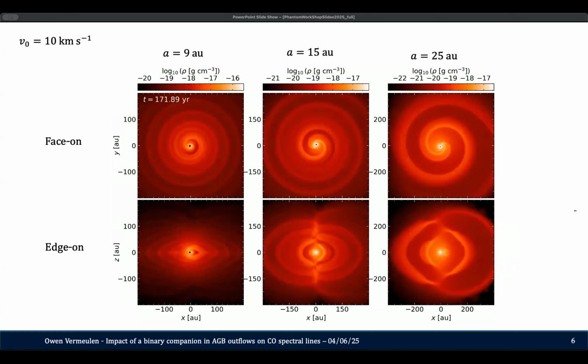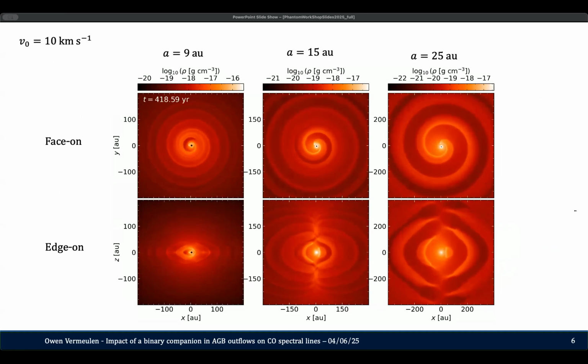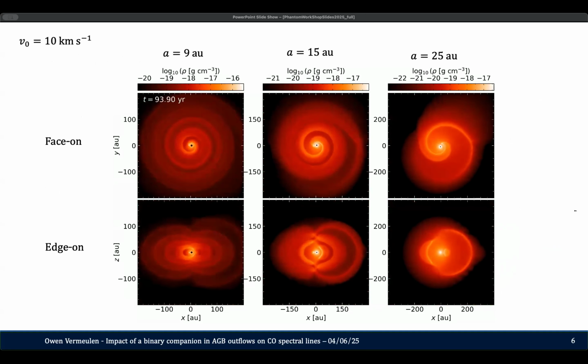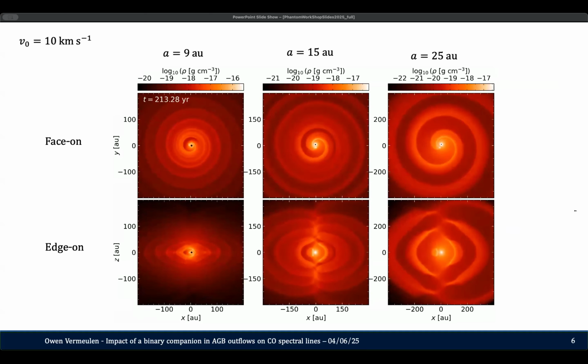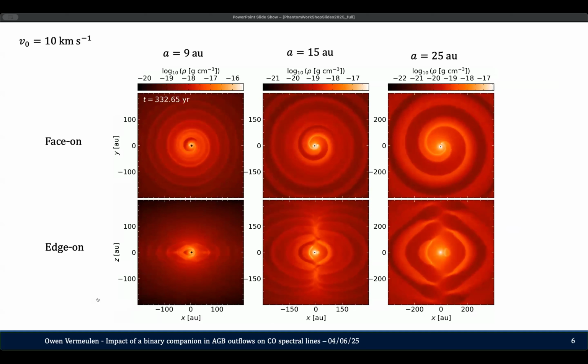So here on the top, I always show the face-on view, in the bottom, the edge-on view. And this is for the initial outflow velocity of 10 kilometers per second, and each different column refers to a different orbital separation. So if I can pause this on a good time now. So clearly in the face-on view, we always have this very pronounced spiral structure, which is because, first of all, our AGB star is orbiting around the common center of mass, and then secondly, the companion is impacting the outflow as it is orbiting around this.